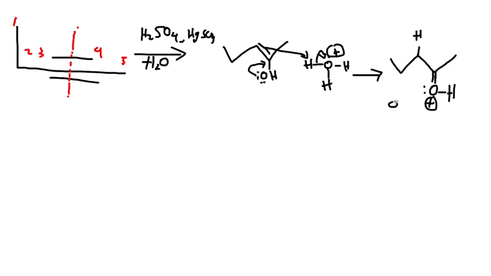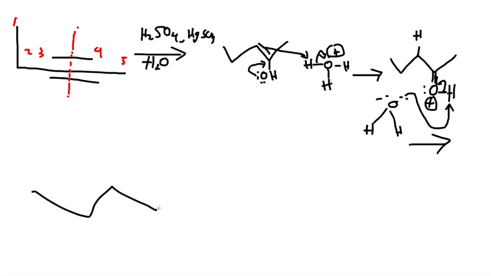From here, we'll draw the water that we had made. To remove that positive charge, an oxygen lone pair would go to hydrogen, and the hydrogen electrons would go to that oxygen, which will give us a final product of making a ketone, but also that H3O plus that we had made.